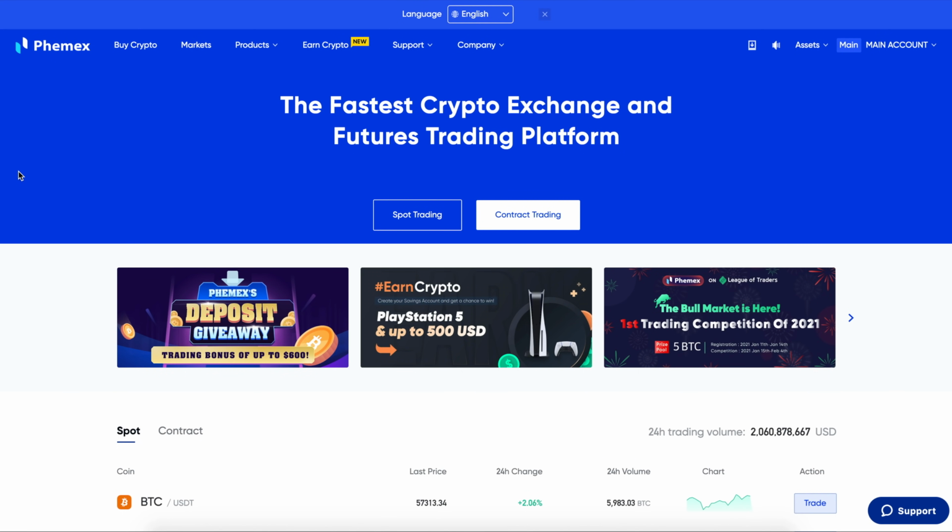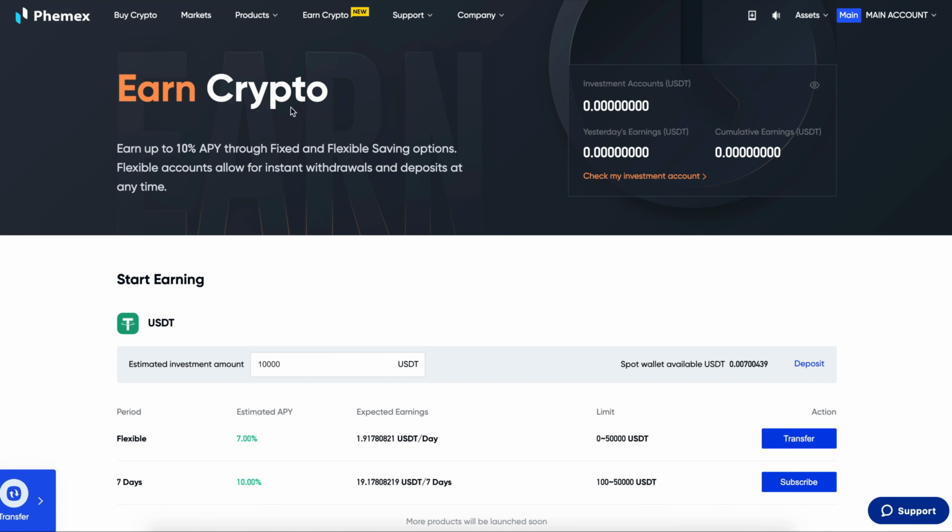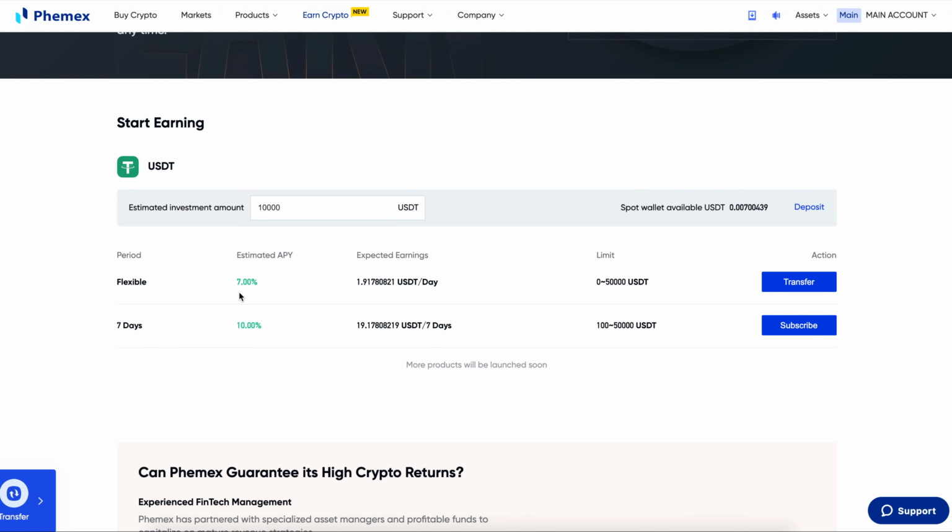Another awesome new feature of Phemex that's gaining in popularity is the Earn Crypto option. So if you come up here and click where it says Earn Crypto, you can actually earn up to 10% APY through fixed and flexible saving options. Flexible accounts allow for instant withdrawals and deposits at any time. So you can see right here, you can get 7% for just transferring some USDT over to this earnings account. Or if you do want to lock it up for 7 days, you can increase that 7% to 10%.